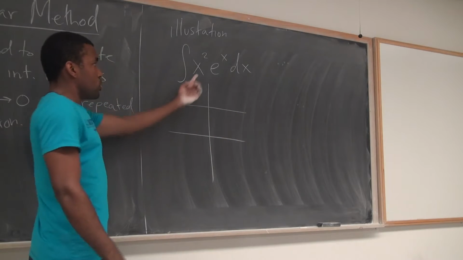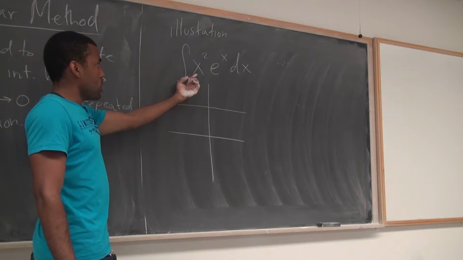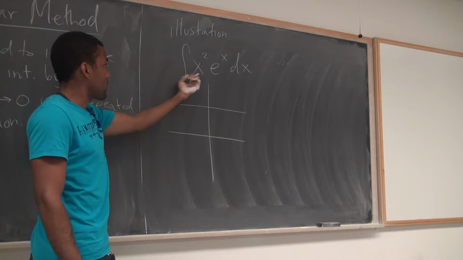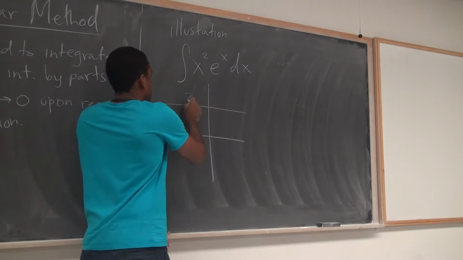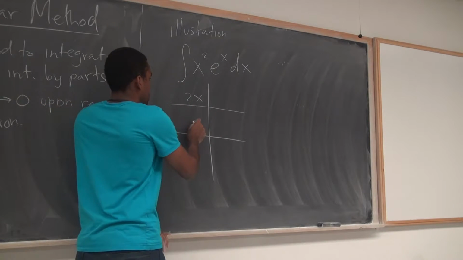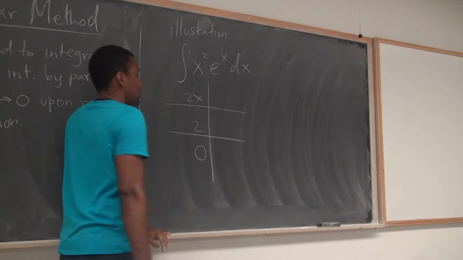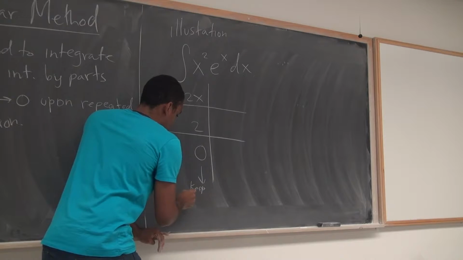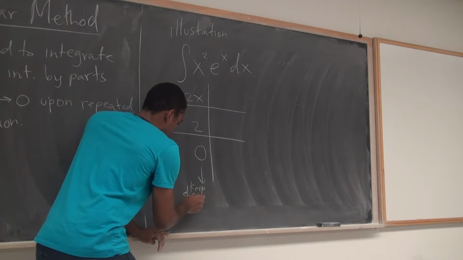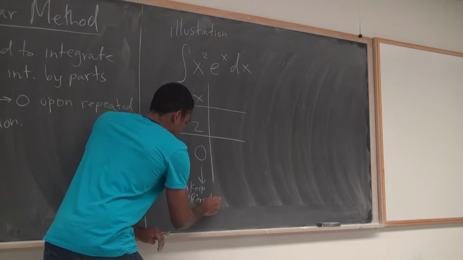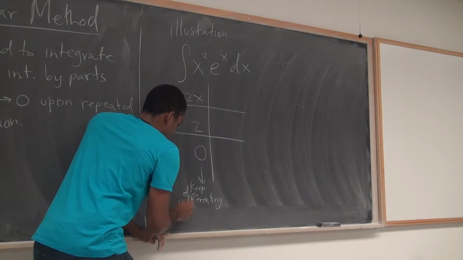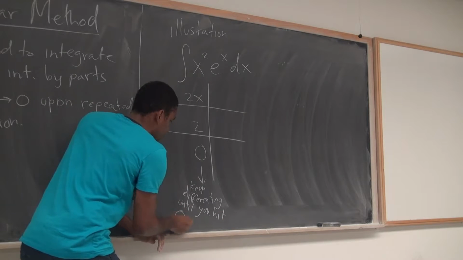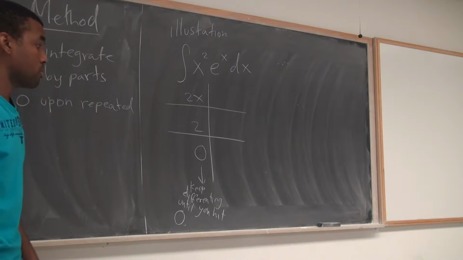So what's happened is you choose who's going to be your u. What you keep doing is you keep differentiating that until you hit 0, right? So x squared, derivative is 2x, derivative of that is 2, derivative of that is 0, right? So keep differentiating until you hit 0 in this column. Okay, so that's what happens in this column.